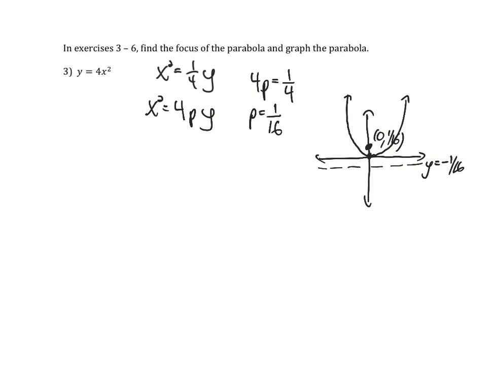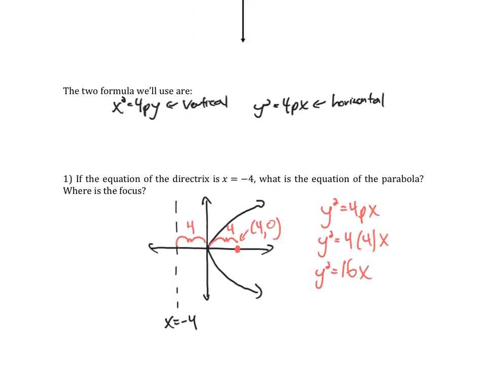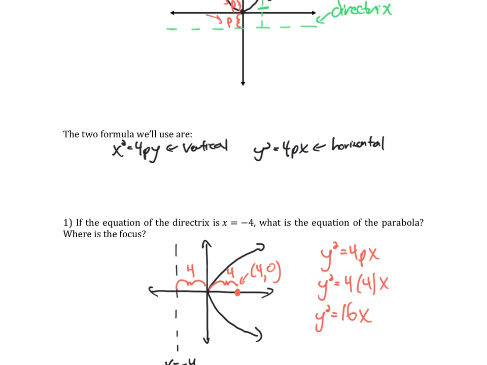That's all you need to do for the parabola. Again, we're only doing parabolas centered at the origin, so all you need to worry about is graphing the focus, the directrix, and drawing me a parabola facing the right direction. So again, just to repeat, I'm going to scroll back up to the first page. The two formulas we're going to use are x squared equals 4py, that's for verticals, and y squared equals 4px for horizontals. Remember that p is the distance between the focus and the origin, and also the origin to the directrix.